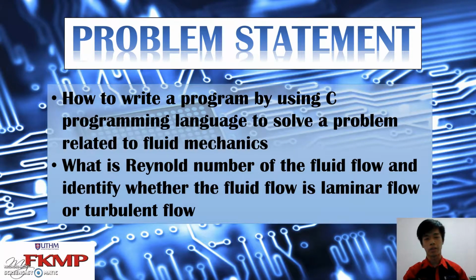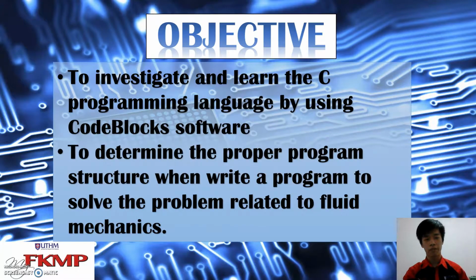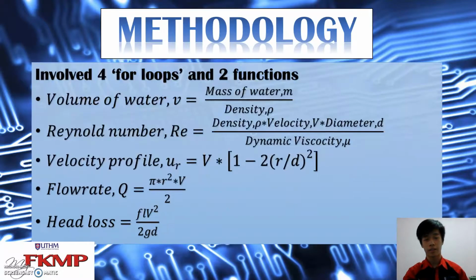So, for the problem statement, is how to write a program by using a C programming language to solve a problem related to fluid mechanics, and one more is what is the Reynolds number of the free flow, and identify whether the free flow is laminar flow or turbulent flow. The objective for this project is to investigate and learn the C programming language by using Code::Blocks software and to determine the proper program structure when writing a program to solve the problem related to fluid mechanics.